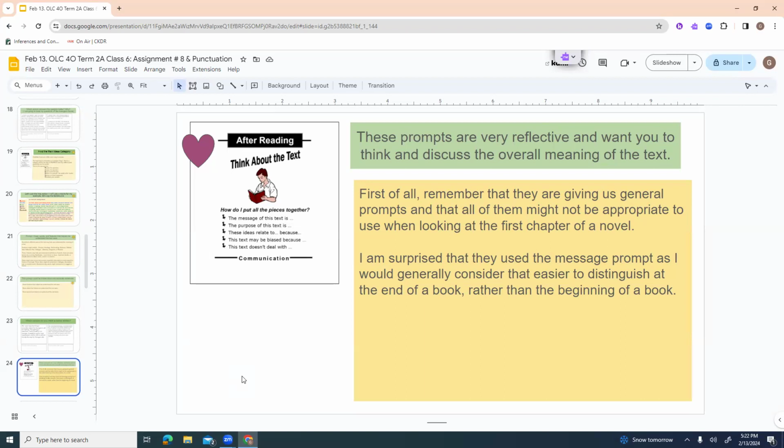So they're giving us general ideas of prompts. They're not all 100% appropriate to use when looking at the first chapter of a novel. Some of these might work better at the end of a novel. So, like the message of the text, for example, that's easier to understand once you've read the whole book. It's tricky to decide that one right at the very first chapter, but you could use it.